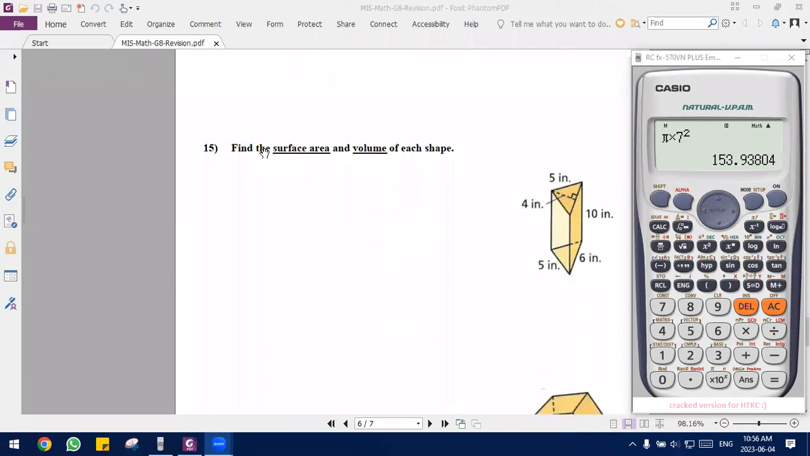Now, find the surface area and the volume of each shape. We need surface area and then volume. Okay, first we said that for the surface area, I need to think of the shape and try to find how many faces it has in total. Here, the base of it is a triangle. So from each side of the triangle, I will have a rectangle. So till now I have 3 faces. Then I have 1 triangle up and 1 triangle down. This is 2. So 3 and 2, I have 5 faces.